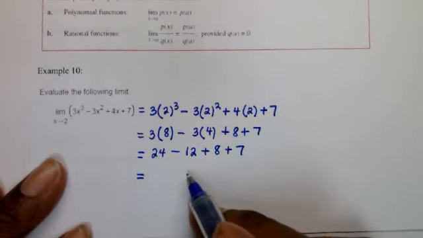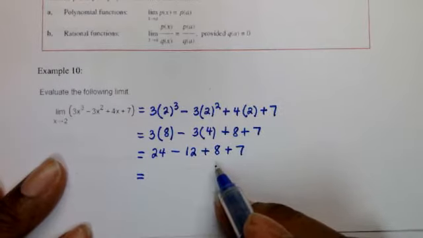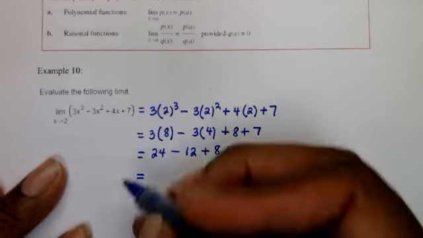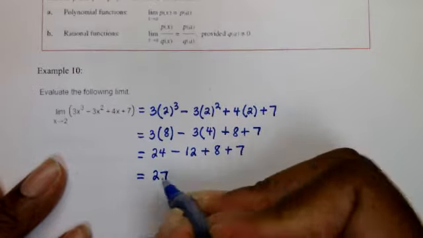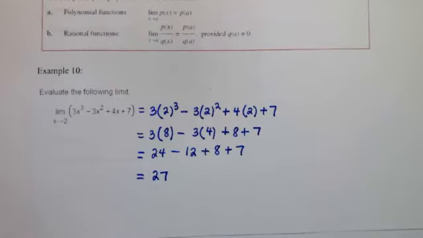Now, 24 minus 12, that will be 12, plus 8 will be 20. 20 plus 7 would be 27. So the limit as x approaches 2 of 3x cubed minus 3x squared plus 4x plus 7 will end up being 27.